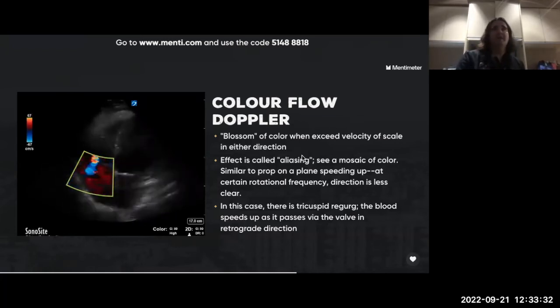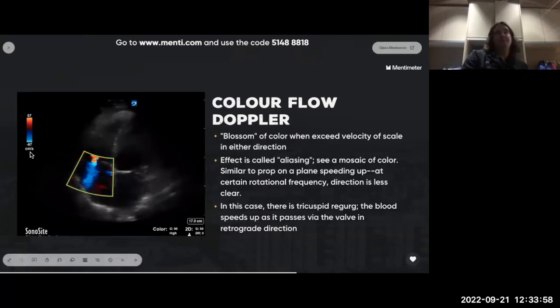So, for example, this aliasing, this mosaic of color, is what catches our eye. You can see that there's this jet here that's showing up, right? And it's not in the direction we expect, because blood, of course, should flow from the atria to the ventricle. This is the right atrium or ventricle. And some of it flows very quickly, but then there's this jet going backwards, okay? So this is us picking up this aliasing, okay?